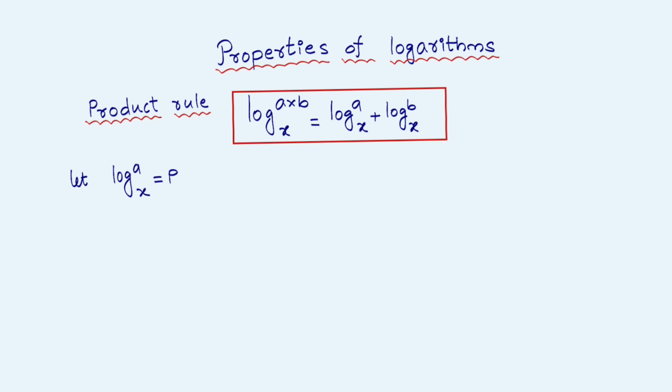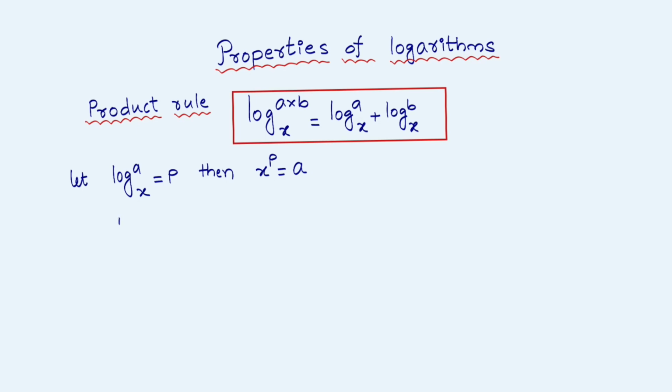Then we can express this logarithmic form into exponential form. If you want to know how a logarithmic form can be expressed into exponential form, we have seen in the previous video how to convert logarithmic form into exponential form and exponential form into logarithmic form. So here this logarithmic form we express into exponential form. It will become x to the power of p is equal to a. This is the exponential form of log a to the base x is equal to p.